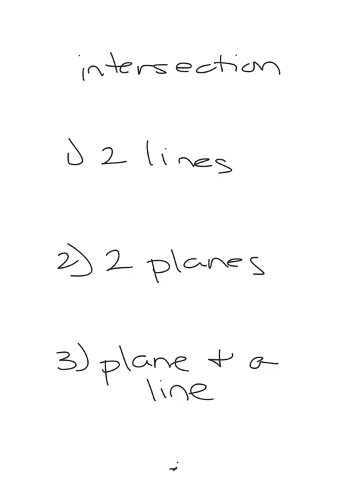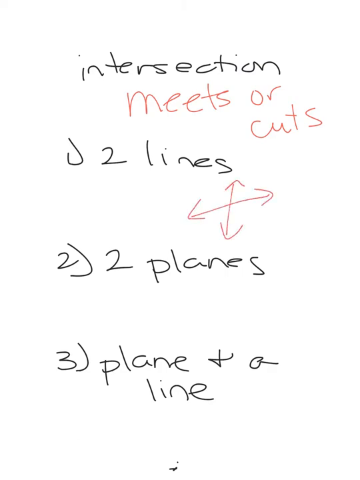Now, looking at the word intersection, that means that it meets or cuts. And we can have a lot of different types of intersections in geometry. If I have two lines, which we talked about in the last lesson, when they intersect, they will intersect in one point. If I have two planes, because planes go on without end, they will intersect and they will form a line.